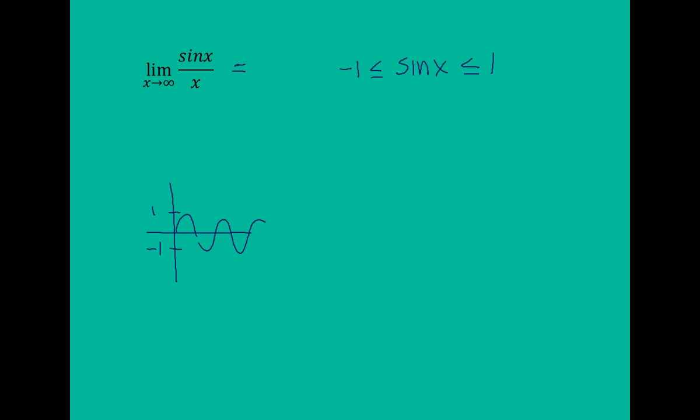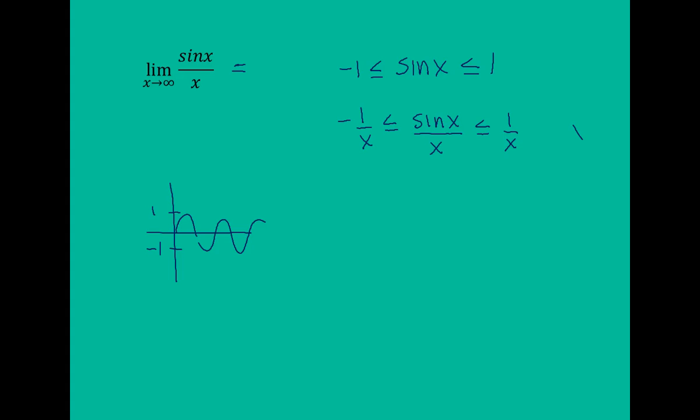Now, with this inequality, we're going to divide each interval by x. So we would get the sine of x divided by x in the middle interval. Now we know if we divide an inequality by a negative value, we have to switch the inequality. So how can we be sure we don't have to switch these inequalities?